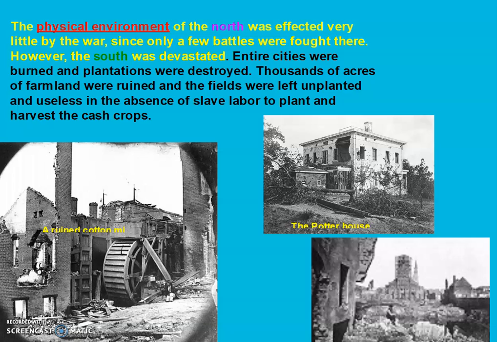In 1864, the physical environment of the North was affected very little by the war since only a few battles were fought there. However, the South was devastated. Entire cities were burned and plantations were destroyed. Thousands of acres of farmland were ruined, and the fields were left unplanted and useless in the absence of slave labor to plant and harvest the cash crops. And this is a ruined cotton mill. This is the Potter House, and this was the ruins in Charleston.